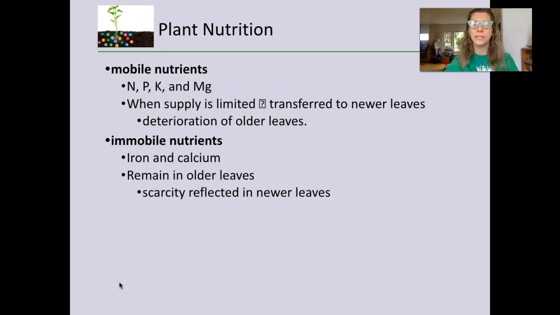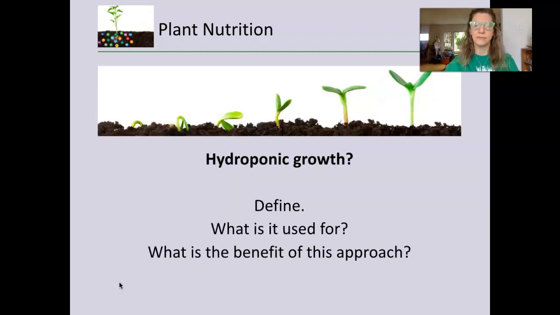There are mobile nutrients, and these are common nutrients that you can see here. So we have nitrogen, potassium, phosphorus, and magnesium. And when they're in limited supply, they're transferred to newer leaves. Immobile nutrients are things like iron and calcium, and they remain in older leaves because they can't be moved, and the scarcity is reflected in newer leaves.